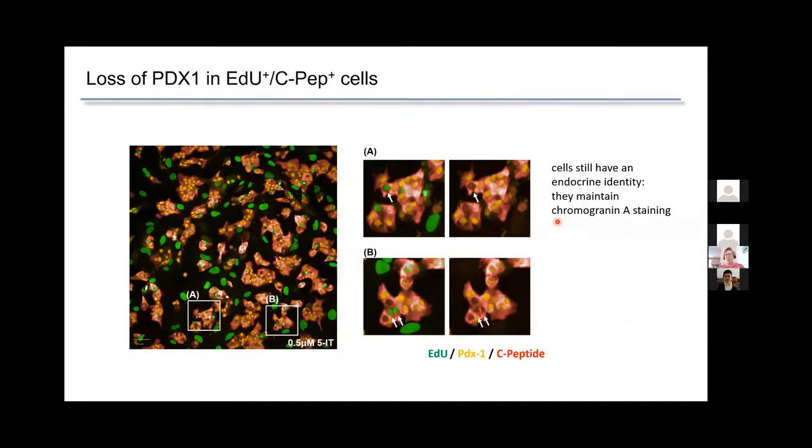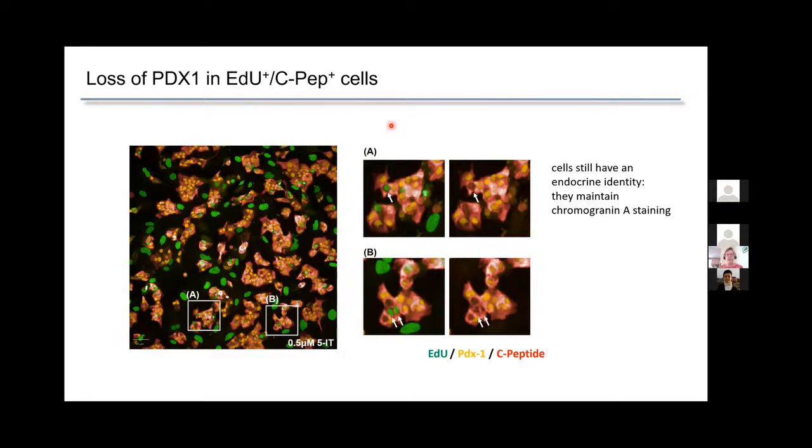These cells do still have an endocrine identity. They have chromogranin staining, but they've lost, or they don't express PDX1, MAFA, and NKX6.1. And so we're charging through that now. In a lot of ways, it's probably not so surprising that a proliferating cell might lose some of its markers of maturity, but we think we can use this system now to really study what are the kinetics of that process, which is really cool.